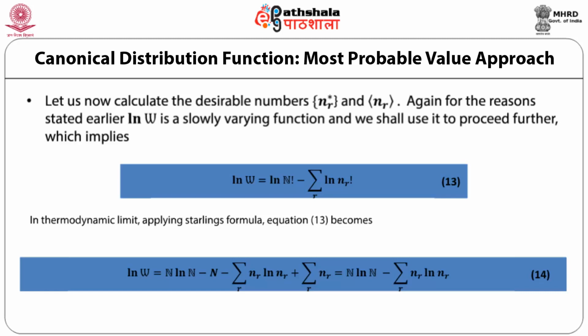it to proceed further, which implies log of W is equal to log of N factorial minus summation over R log of NR factorial. In thermodynamic limit, applying Stirling's formula, equation 13 becomes log of W is equal to N log of N minus summation over R NR log of NR plus summation over R NR. Since summation over R NR is equal to capital N, this simplifies to N log of N minus summation over R NR log of NR.